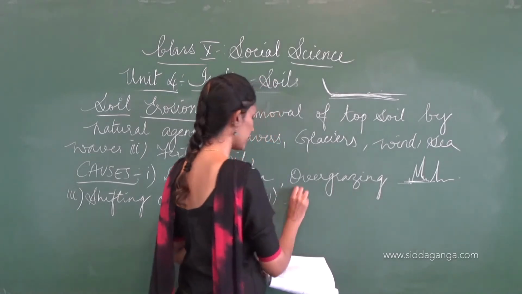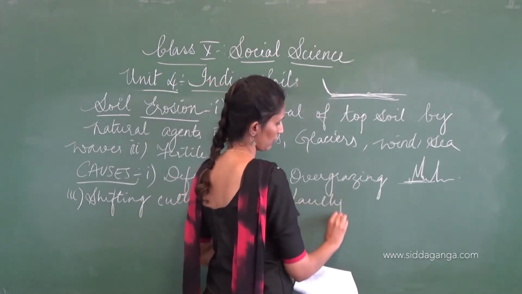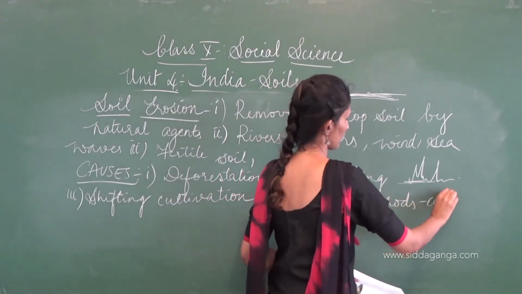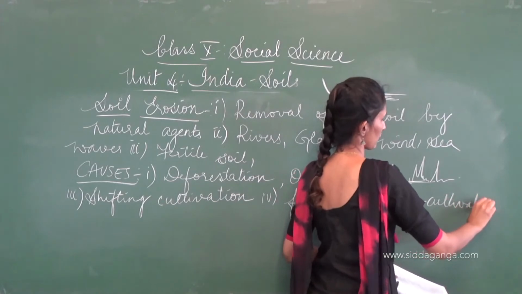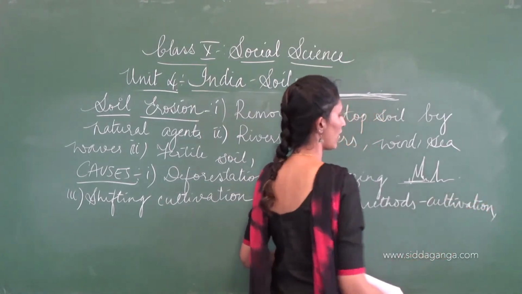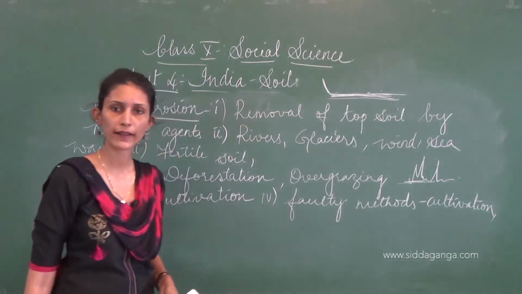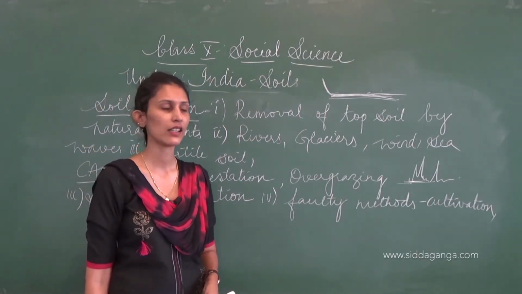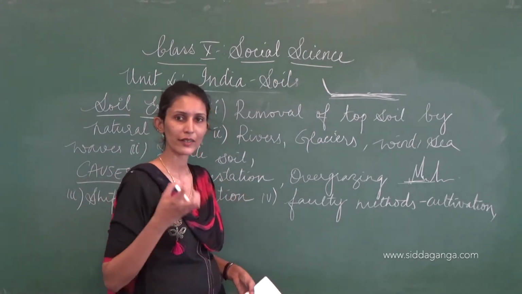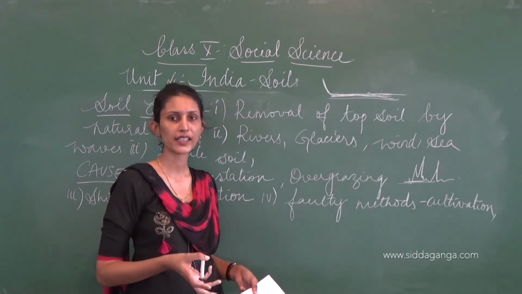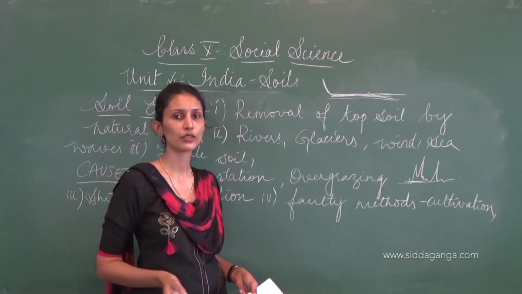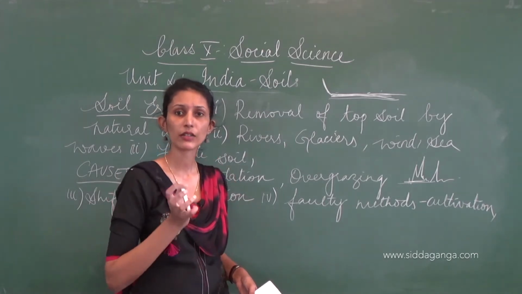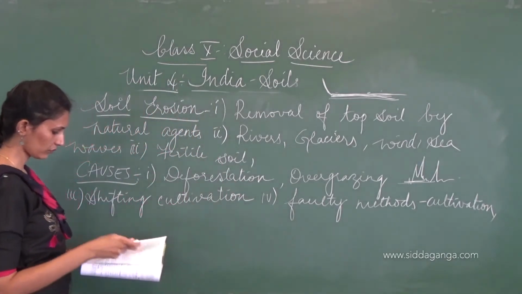Faulty methods of cultivation. Faulty methods, that is you not using proper methods in your agricultural field, not using proper methods to till the land, not using proper methods so that the soil remains good. You are using something that is not good. So your chances of getting the soil eroded are more.